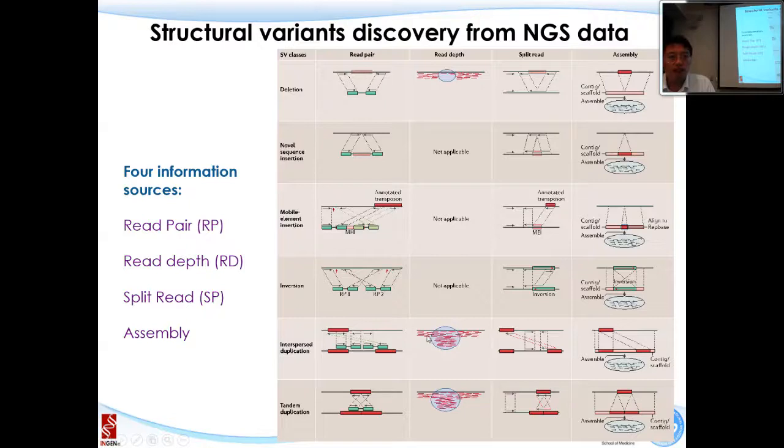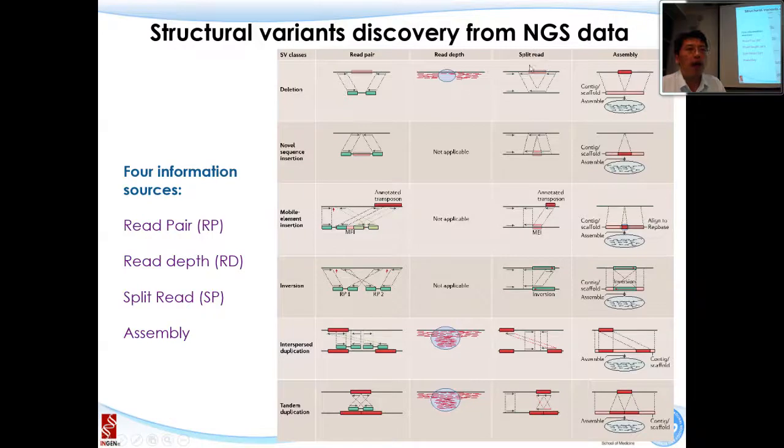For this one, if you are seeing some duplication, either interspersed or tandem duplication, so you can see this part, if you align back to the reference genome, you see much higher coverage here. So that is the read depth.